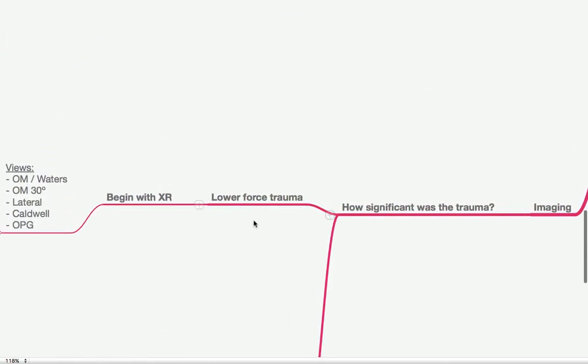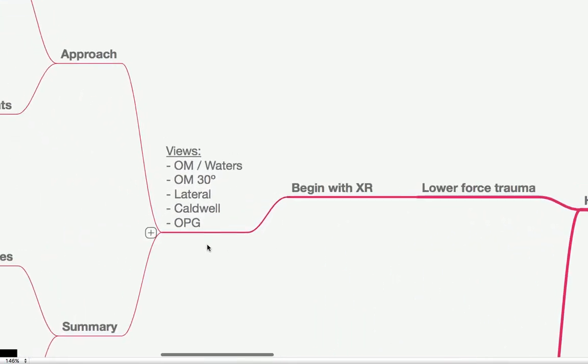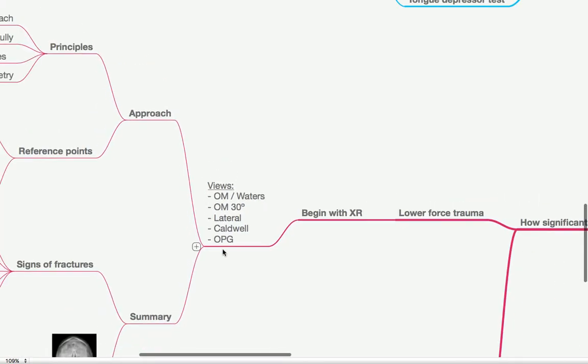If this is a lower force trauma, you're probably going to begin with an X-ray. So remember, we have a number of different views to choose from, but certainly you're going to want an OM or a Waters view. You may want an OM30, a lateral view may help, OPG. Just bear in mind what injuries you're thinking about and request the appropriate images.